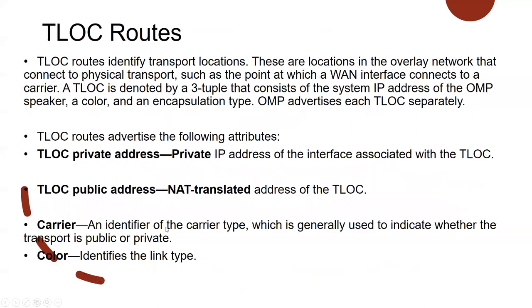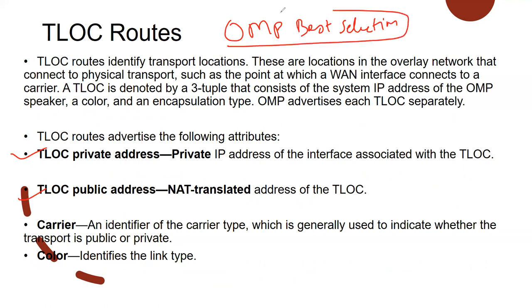So let's check one by one. TLOC has a private address attribute. TLOC has a public address attribute. Why it is there and how it is used, I'm going to show you in the upcoming slide where you'll go and learn OMP best path selection. But I'll come to this point once I log into any of the edge devices. I will show you a few of the things, and then I'll come to this section. This is in continuation with all these slides.